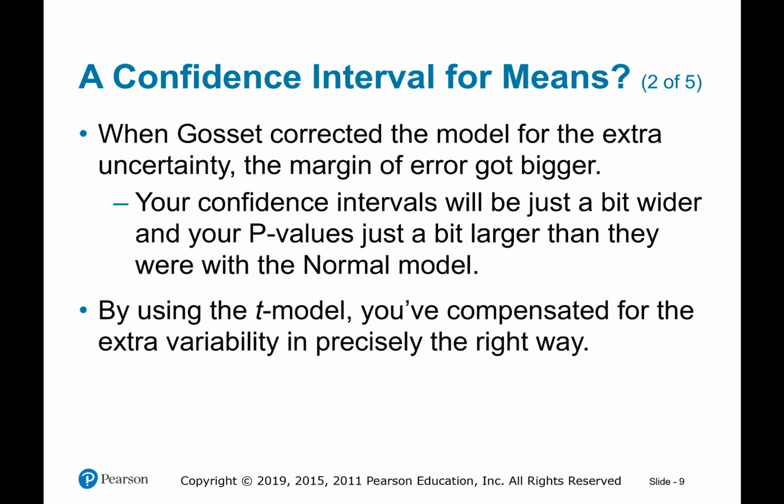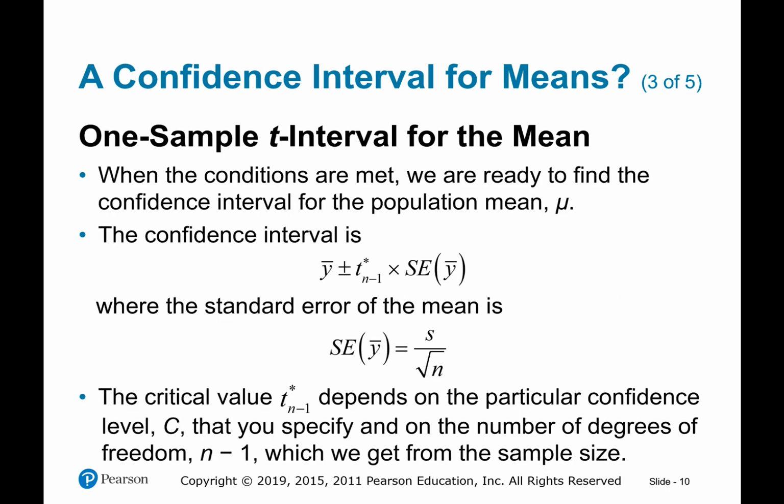Going back to what he did with the normal model, there's extra uncertainty here for means, and that margin of error just got bigger and bigger and further away from the normal model. But by using this new model that he developed, we get much more accurate results.